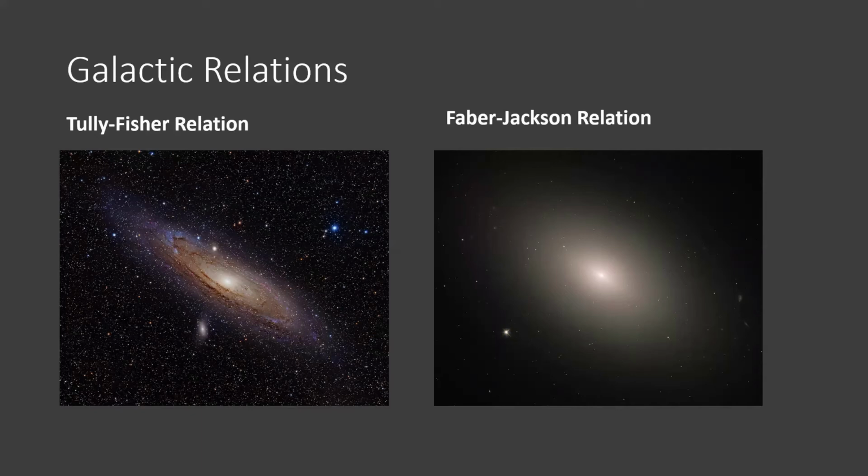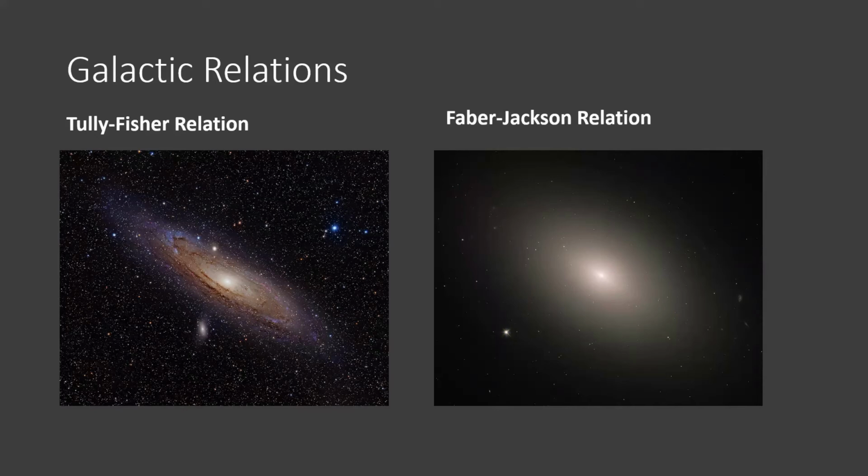The Faber-Jackson relation on the right here is very similar to the Tully-Fisher relation, but it applies to a different type of galaxy called ellipticals. These look a bit different. They're smooth, a bit more featureless. You can think of the stars in an elliptical galaxy as like a gas, like gas particles flying around in the middle, with stars whizzing around.